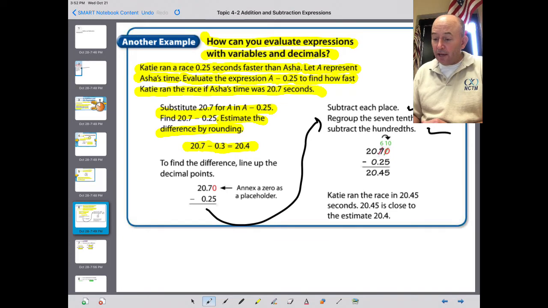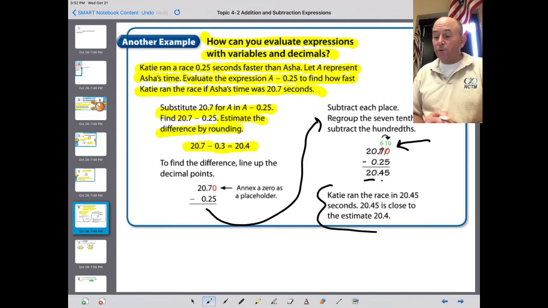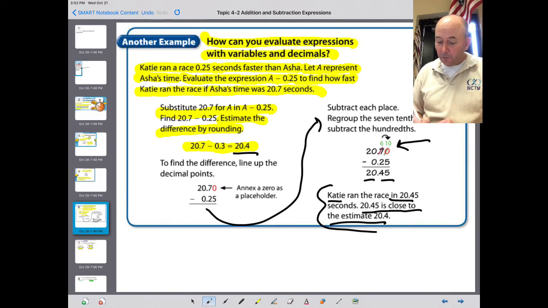So notice that you pretty much ignore the decimal point. You're just going to bring that down right into your final difference or final answer, but you do all the other calculations like you would with whole numbers, okay? And so when you're done, you have your answer of 20 45/100. Kate ran the race in 20 45/100 seconds. 20 45/100 is close to the estimate of 20 4/10. Okay, so there are your example problems.